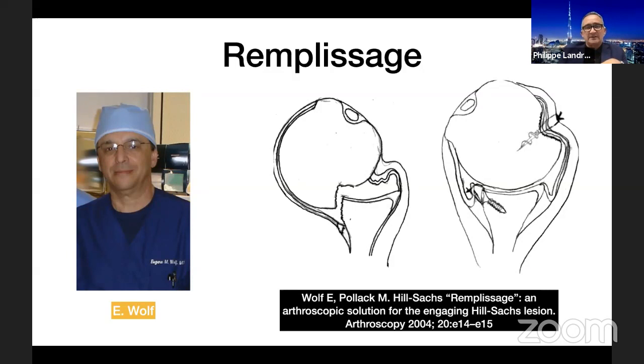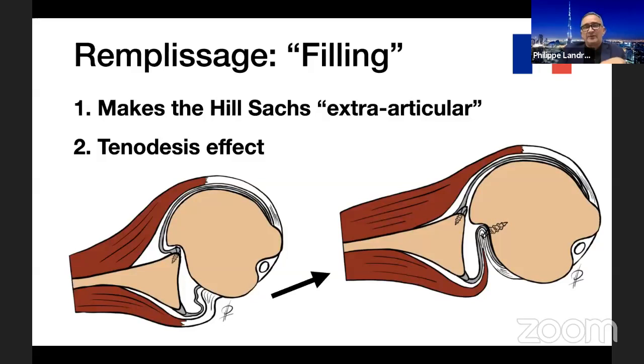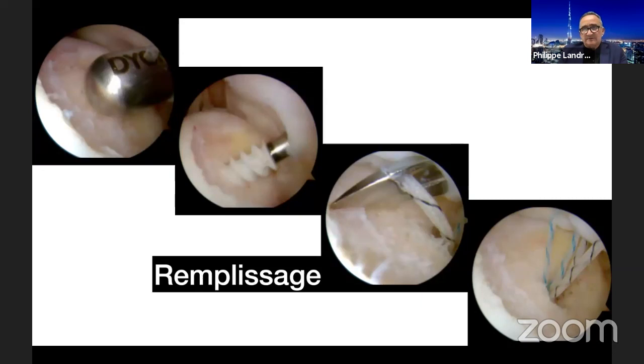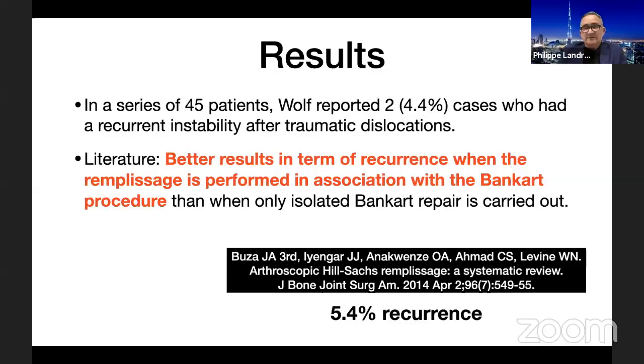The technique was described by Gene Wolf in 2004. You know that the term is a French term, which means filling. The concept is to make the Hill-Sachs lesion extra-articular, and probably there is a tenodesis effect from the infraspinatus. These are the different images, and it's a simple technique which works, because if you look at the literature, it shows better results in terms of recurrence when the remplissage is performed in association with the Bankart procedure than when only isolated Bankart repair is carried out. So this is something new, well, not new, 10 years now in my practice, and the remplissage has a clear role and position in the different therapeutic options that you can propose to the patient.